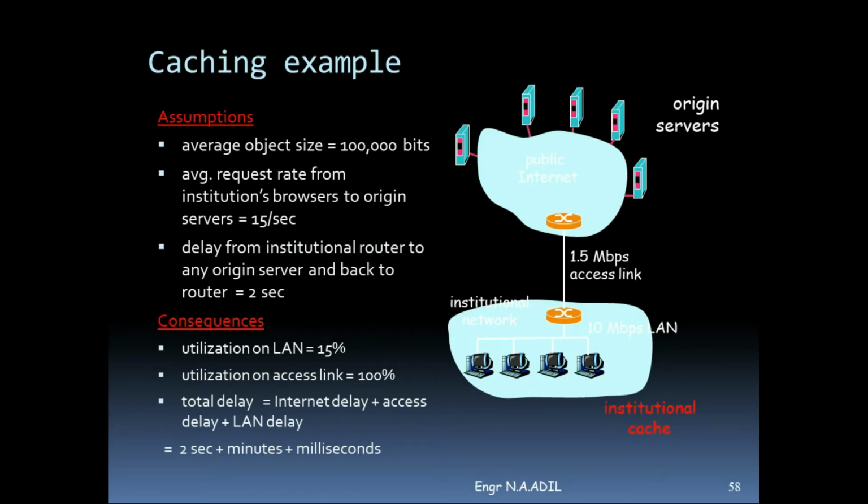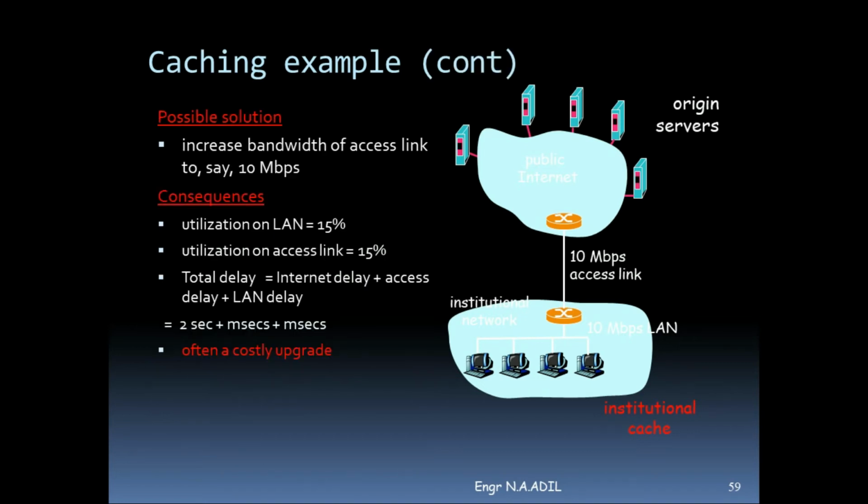Another example. Assumptions: average object size is 1 lakh bits. Average request rate from the institution's browsers to the origin servers is 15 per second. Delay from the institution's router to any origin server and back to the router is 2 seconds. So, consequences: utilization on the LAN is 15%, utilization on the access link is 100%. Total delay is equal to internet delay plus access delay plus LAN delay, which is 2 seconds plus minutes plus milliseconds.